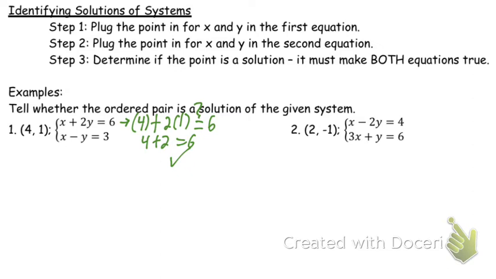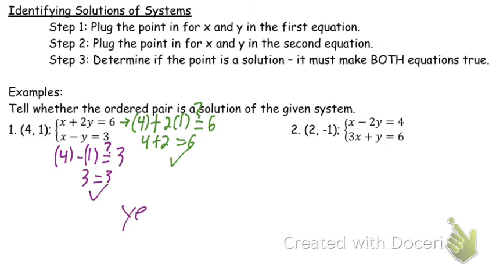On the second one, x minus y equals 3. Aiden, can you help me plug that one in? Can you help me plug in the ordered pair to that? 4 minus 1 equals 3. So 4 is the x, 1's the y, because it's x comma y. So what is 4 minus 1, guys? 3. Does 3 equal 3? Yeah. So what's the answer? Is this ordered pair a solution to the given system?